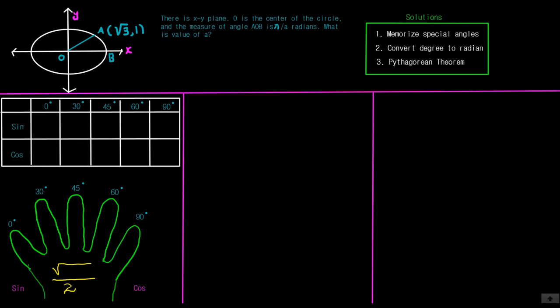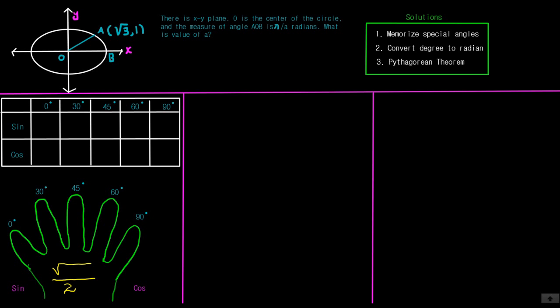So in this video, I want to talk about one example of an SAT math problem. The question is: there is an XY plane, and O is the center of the circle, and the measure of angle AOB is pi over 8 radians. What is the value of A?